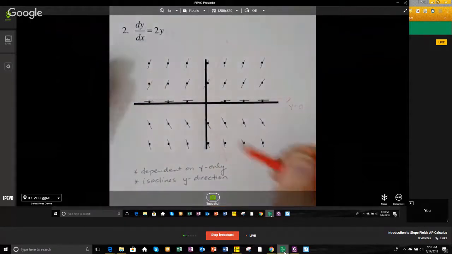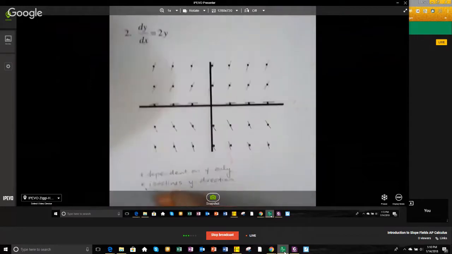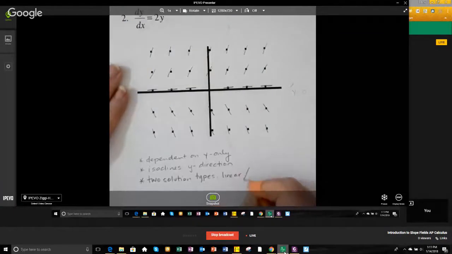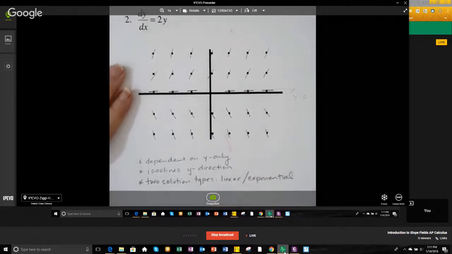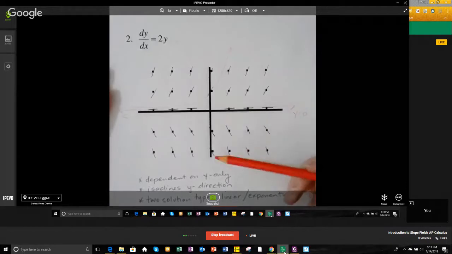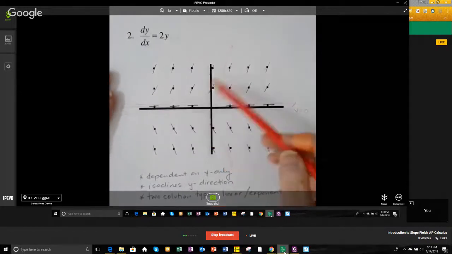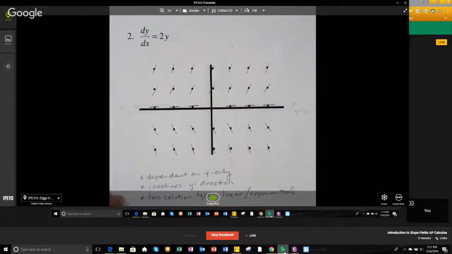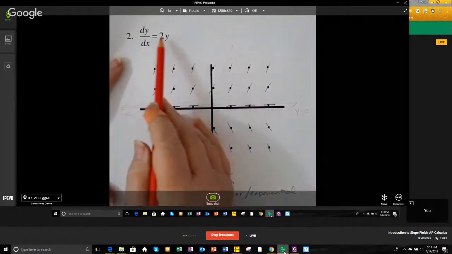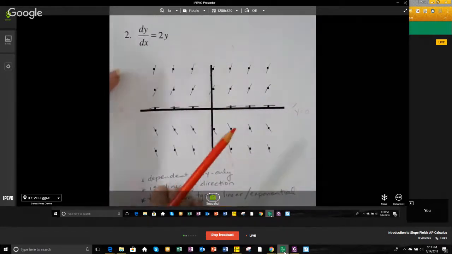Okay, so this slope field has two solution types. It has a linear solution type, and it has an exponential. Now, of course, that depends upon what our initial condition is when we solve the differential equation as to which solution you'll have. Okay. Isoclines, again, are all in the y direction because this slope field is dependent only on y.